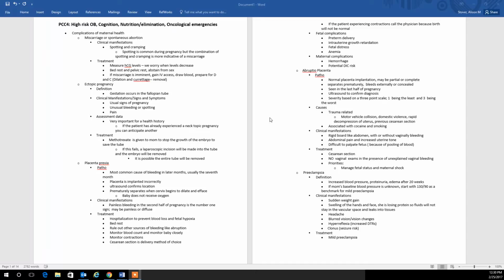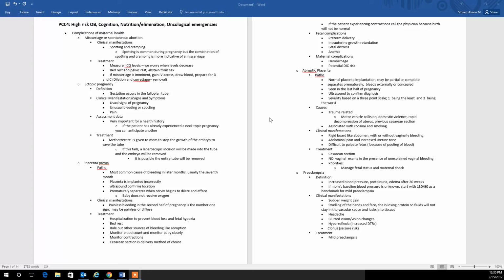Placenta previa is the most common cause of bleeding in the later months of pregnancy, usually seen after the 7th month. Ultrasound confirms the location of the placenta, which has implanted incorrectly. Clinical manifestations: painless bleeding in the second half of pregnancy. It's the #1 sign. Treatment: hospitalization, bed rest.